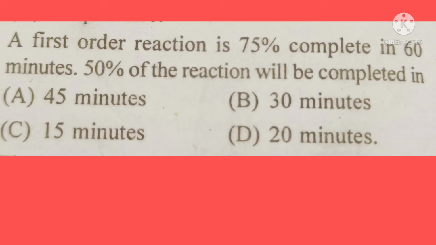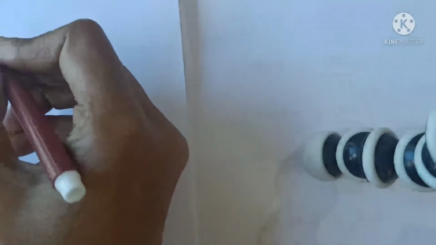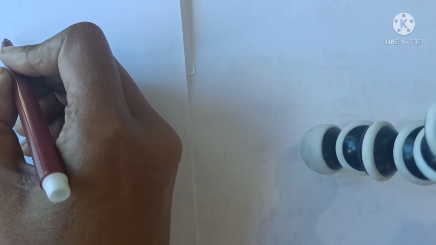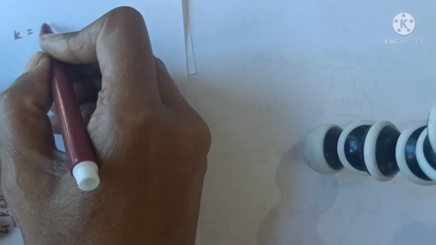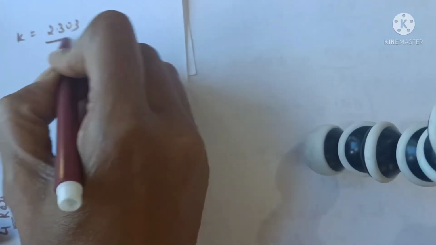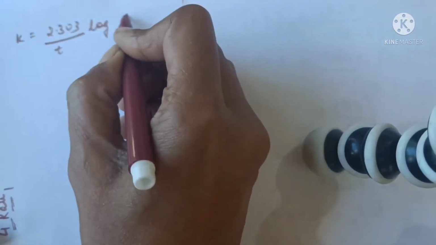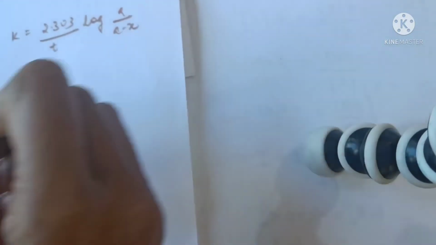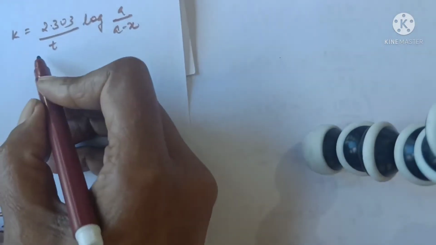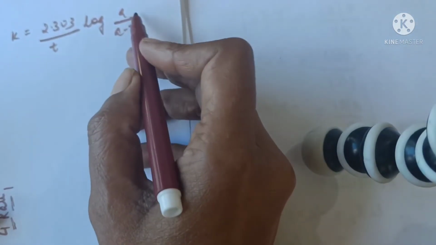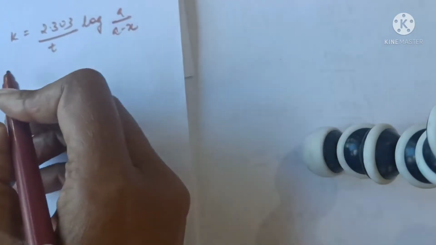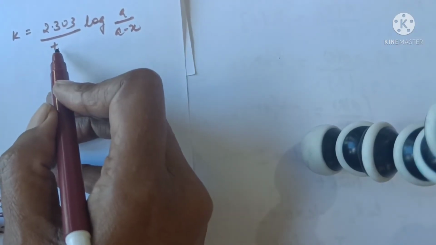A first order reaction is 75% complete in 60 minutes. 50% of the reaction will be completed in? The integrated rate equation for a first order reaction is K is equal to 2.303 upon t log of a upon a minus x. As the reaction is 75% complete, so a is 100 and x is 75 and time given is 60 minutes.